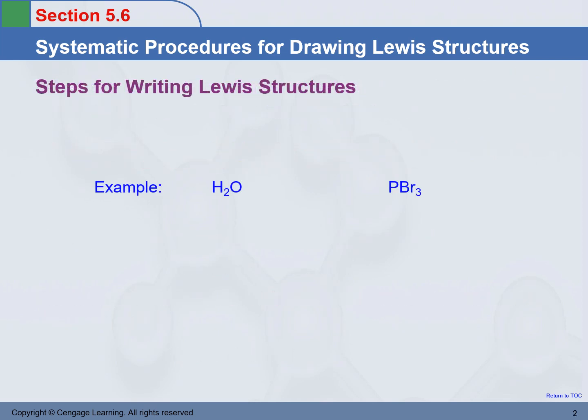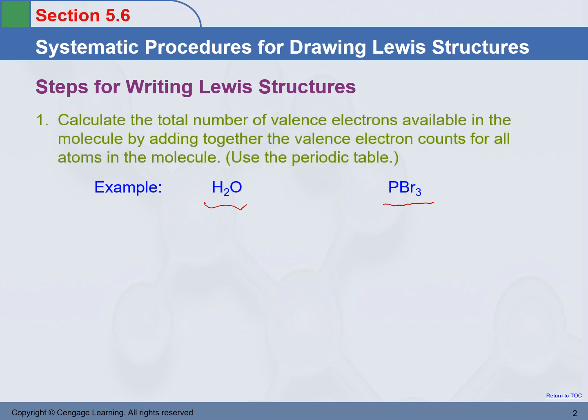Let's start the steps for writing Lewis structures. We're going to use 2 molecules, one is water and one is phosphorus tribromide, as examples to go over these steps. Let's look at step number 1. Calculate the total number of valence electrons available. All right, makes sense. Since our job is to use all the valence electrons to make sure all the atoms within the molecule are satisfied, we first need to know how many valence electrons we can use. So let's do that now together.